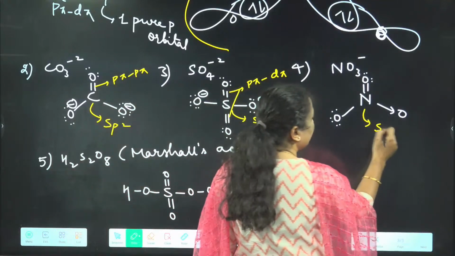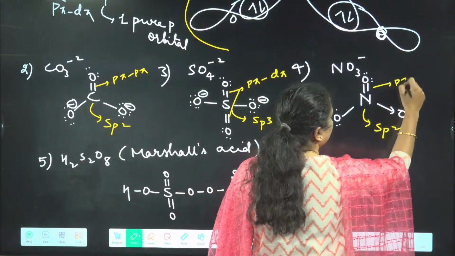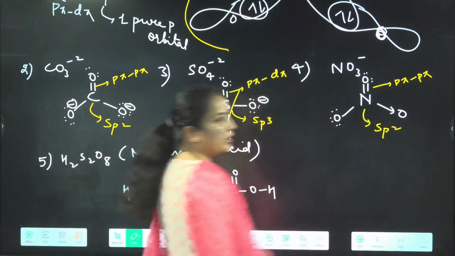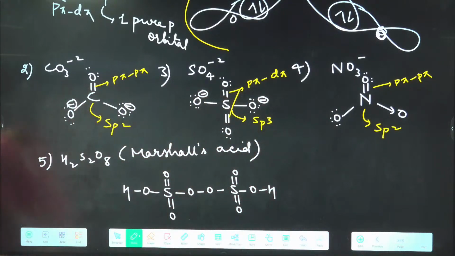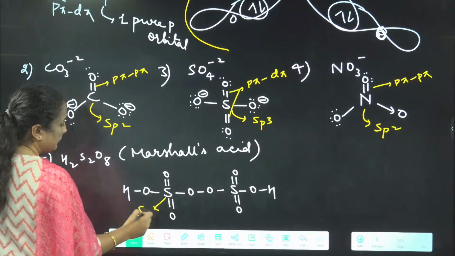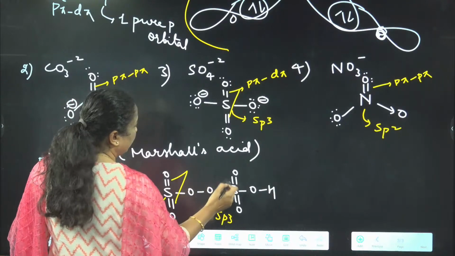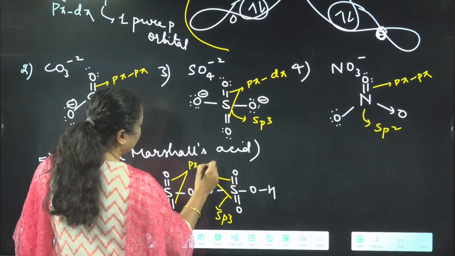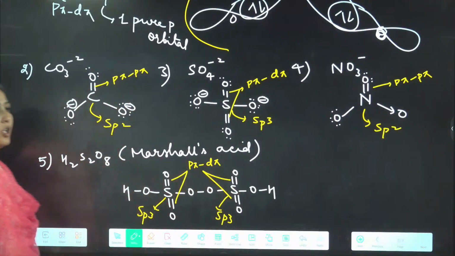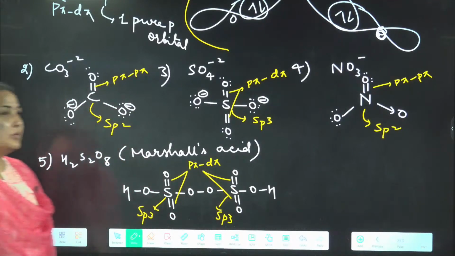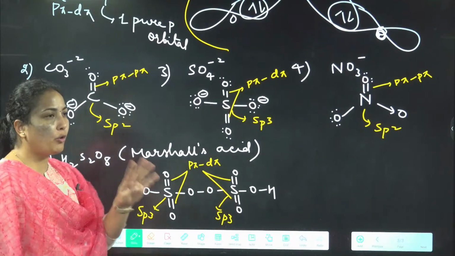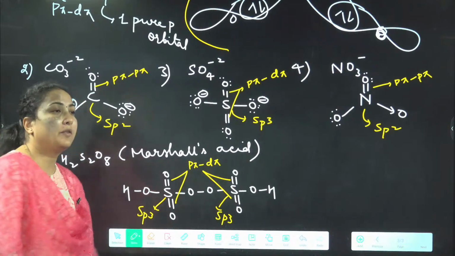Here hybridization, we know it is sp2. This is going to be p pi only. Both are second period elements. There is no scope of d orbital there. Here it is sp3. Here also it is sp3. So basically both of them here, and here also both of them, are going to be p pi d pi bonds. Oxygen is providing p orbital. For sulfur it is d. So total 4 p pi d pi bonds here. Are we clear about it?